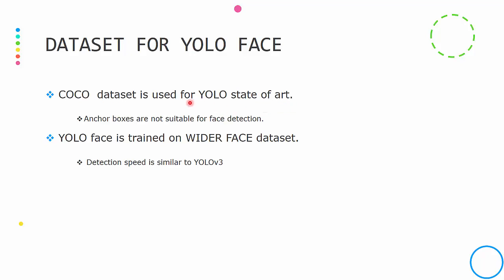Another issue with YOLO version 3 is the size of anchor boxes. The anchor boxes used in YOLO version 3 do not necessarily fit face detection. To overcome this problem, we have YOLO face, which focuses on the size of anchor boxes and on a novel loss function. Instead of the COCO dataset, the algorithm is trained on the WIDER FACE dataset, and the detection speed is also similar to YOLO version 3.